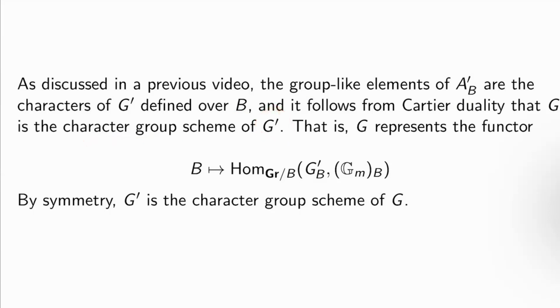And we had a whole video on character group schemes recently. What I mean by that, just to recall, is that G represents the functor that sends B to the group scheme of B-maps from the base change to B of G prime to the base change to B of the multiplicative group G sub M. And then by symmetry, by interchanging roles, G prime is also the character group scheme of G. So G and G prime are character group schemes of each other, right? As you might expect. If this is to really generalize what's going on in linear algebra and abstract algebra, that should be true, and it is.